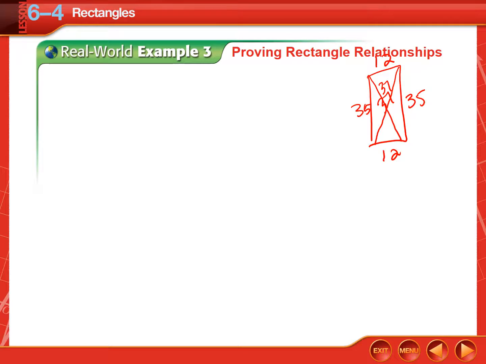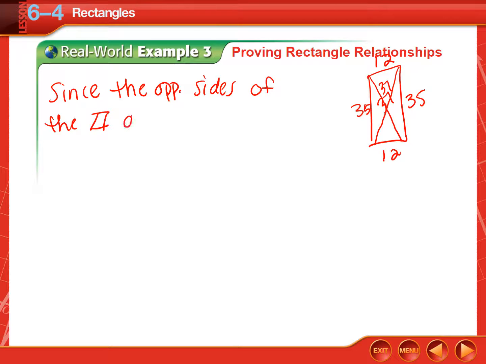We are going to say, first of all, since the opposite sides are congruent, the quadrilateral is a parallelogram. Okay, so we've noticed that both pairs of opposite sides are congruent, so therefore this must be a parallelogram.